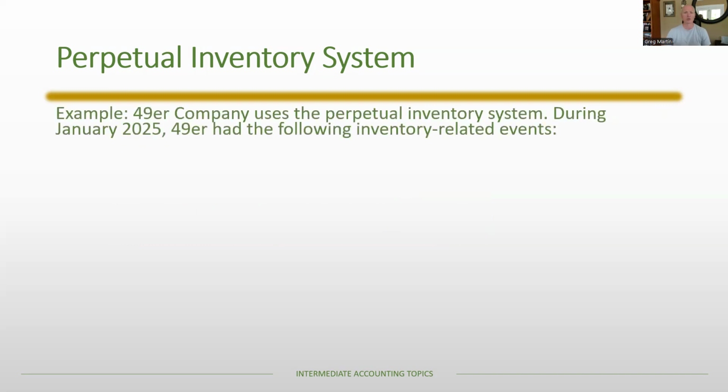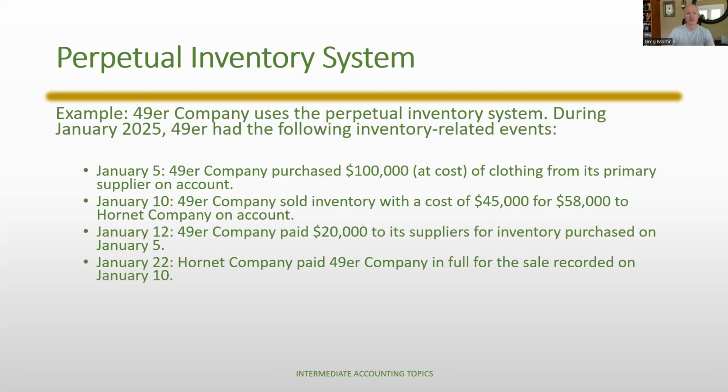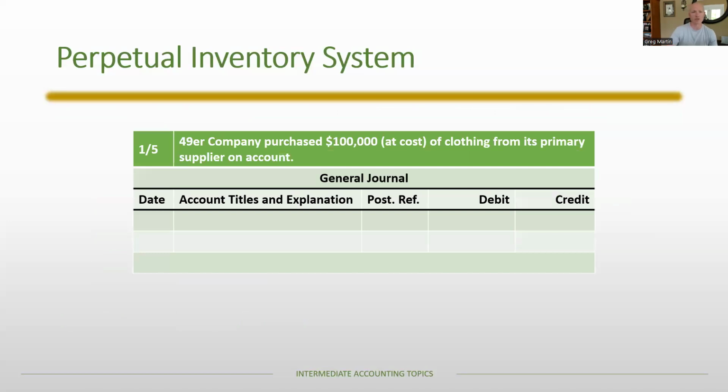So let's walk through an example. 49er Company, they use the perpetual inventory system. They had all of these different events. There are 4 different events, and we're going to record those journal entries for the month of January. Starting with the first one, on the 5th, they purchased $100,000 of clothing from its primary supplier on account. So this is a merchandiser. And so how would we record that?